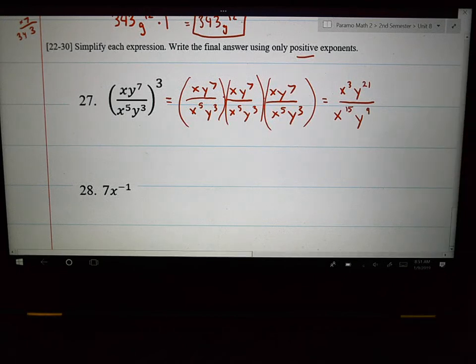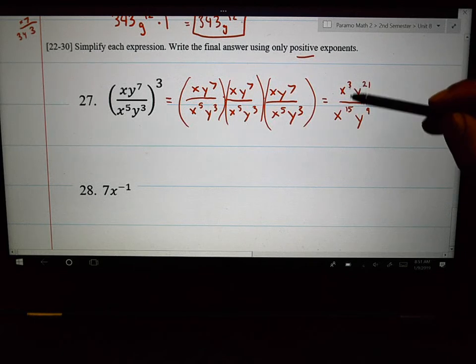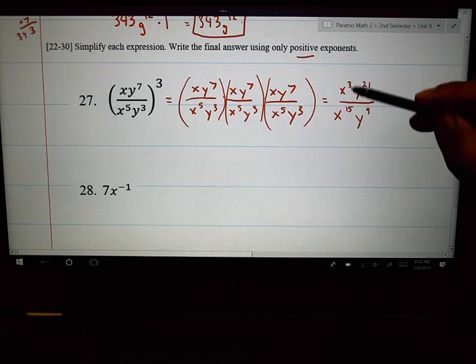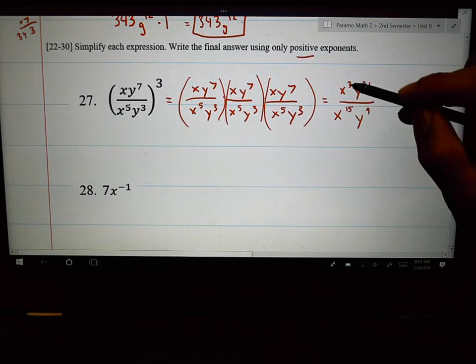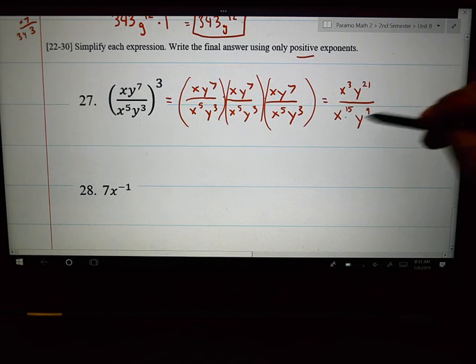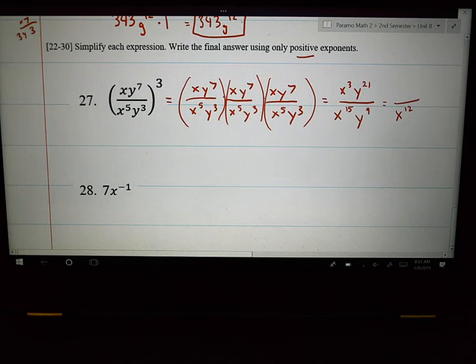And then I would simplify. I could subtract. But if I subtract, I'm going to have x to the negative 12. Can't leave it that way. A lot of times if you subtract and you have a negative exponent, sometimes it's just easier to say 3 minus 15 is negative 12. Leave the x's in the denominator. That's going to make it easier for you.